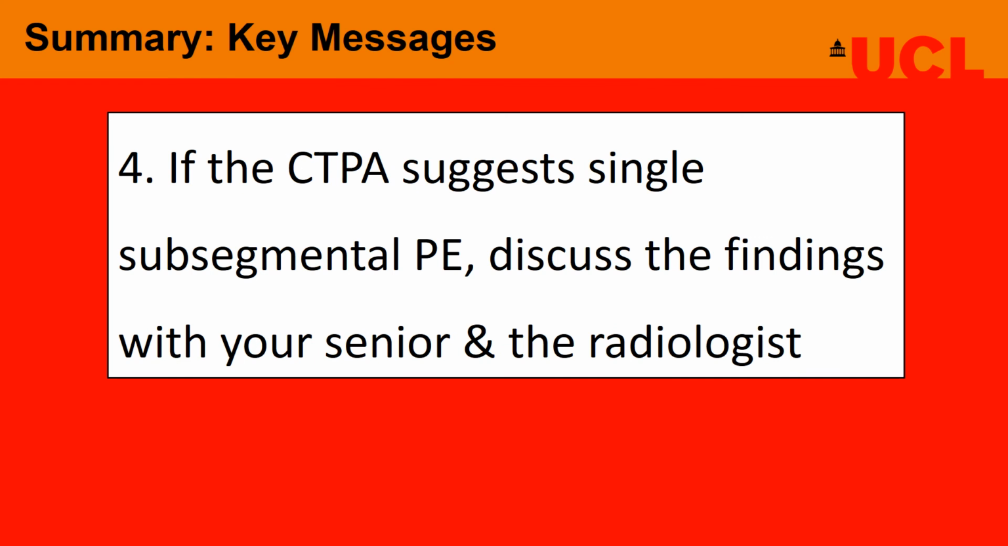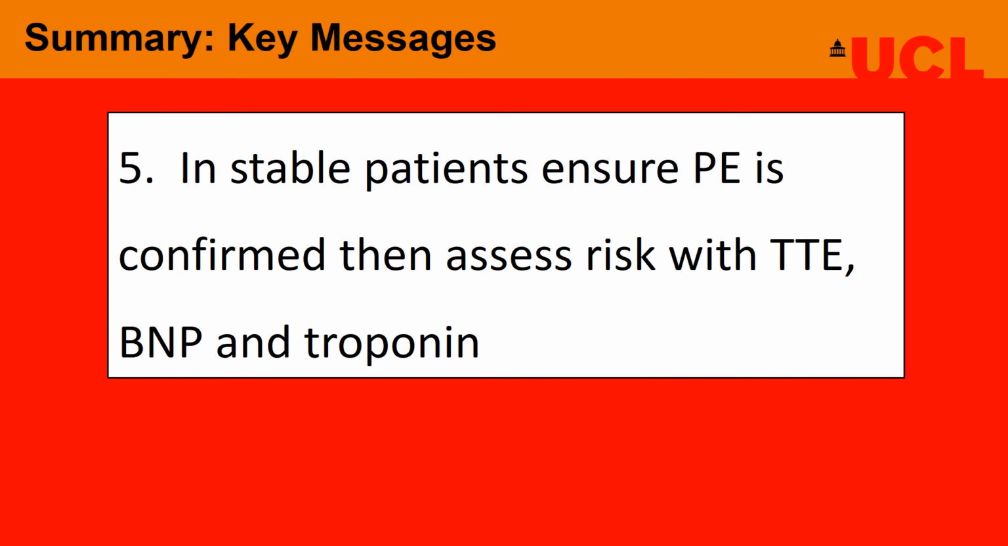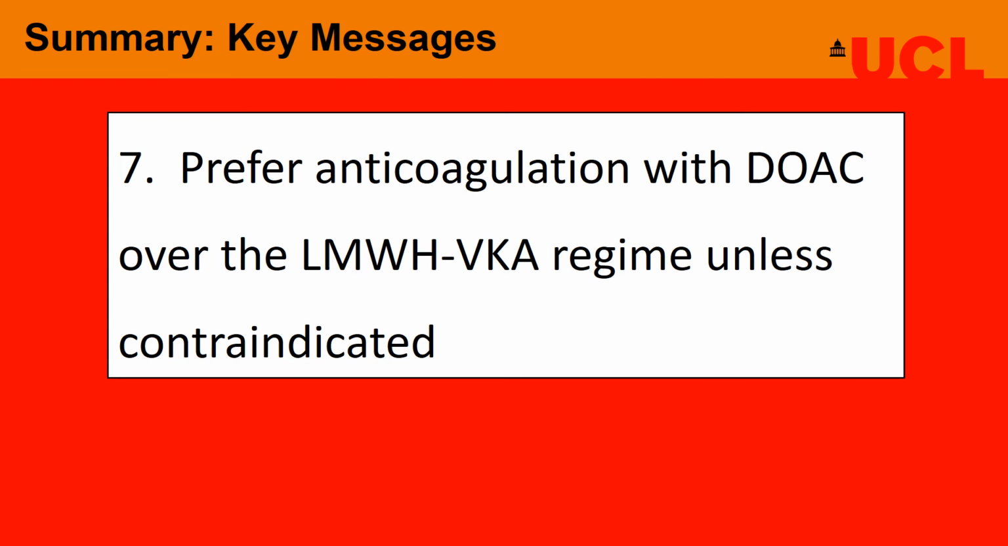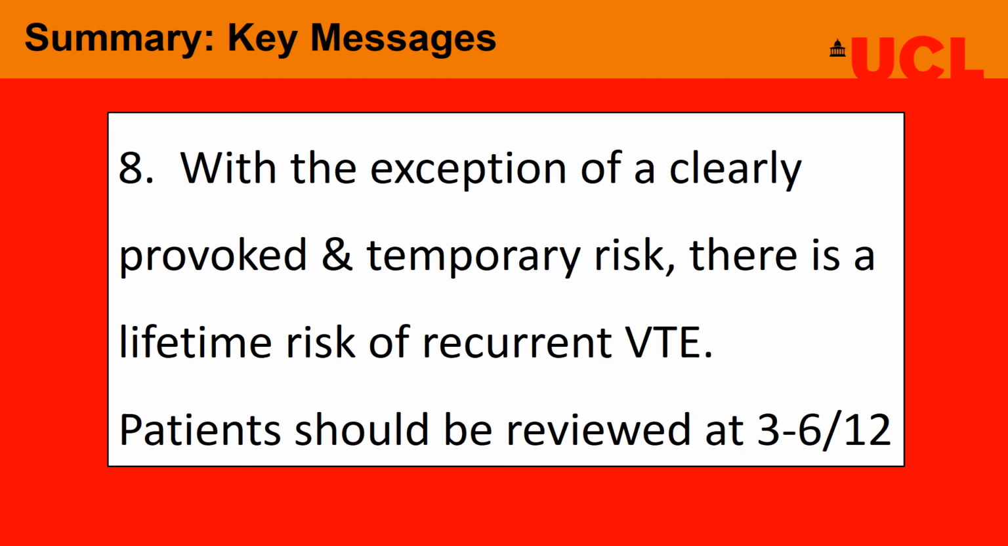If the CTPA suggests single subsegmental PE, discuss the findings with your senior and the radiologist. In stable patients, ensure PE is confirmed, then assess the risk with TTE or transthoracic echo, BNP, and troponin. In high-risk PE, thrombolysis should be considered or a plan for if when the patient deteriorates. Number 7, prefer anticoagulation with DOAC over the low molecular weight heparin vitamin K antagonist regime unless contraindicated. With the exception of a clearly provoked and temporary risk, there is a lifetime risk of recurrent VTE. Patients should be reviewed in clinic at 3 to 6 months.